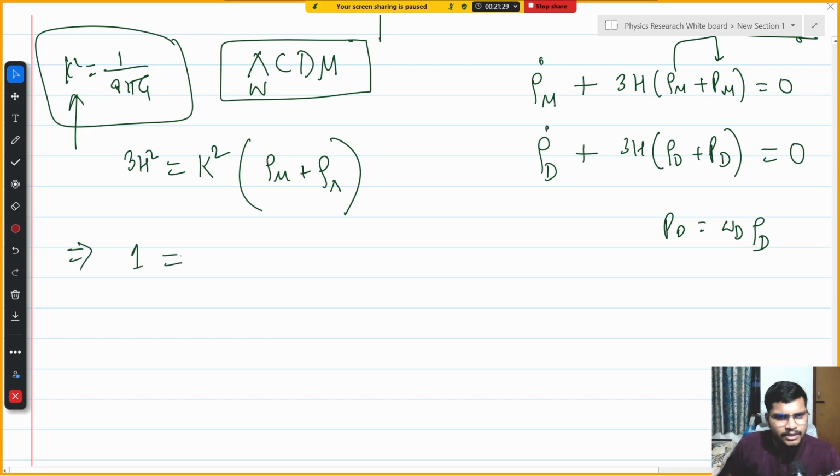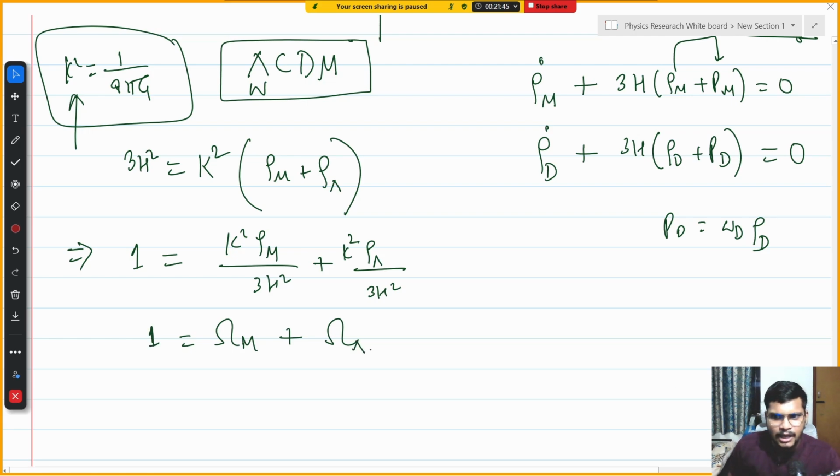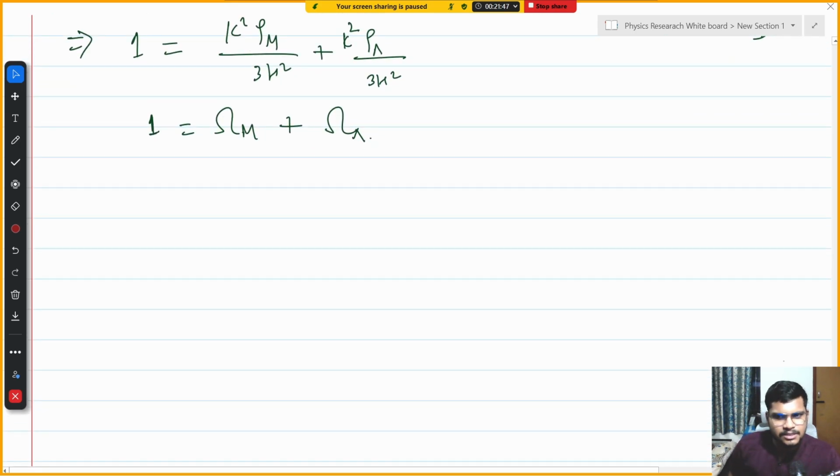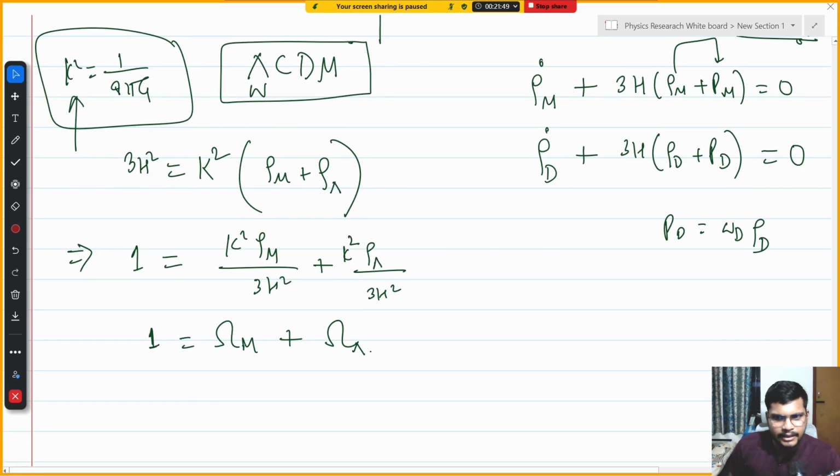Dividing everything by 3H squared, this becomes 3H squared, and rho lambda over 3H squared multiplied with kappa squared. This is the quantity I'm going to call omega m and omega lambda, which sum to 1, right? So one of the initial conditions, as well as one of the important constraints from your system, you can see from here, is the Friedmann equation.